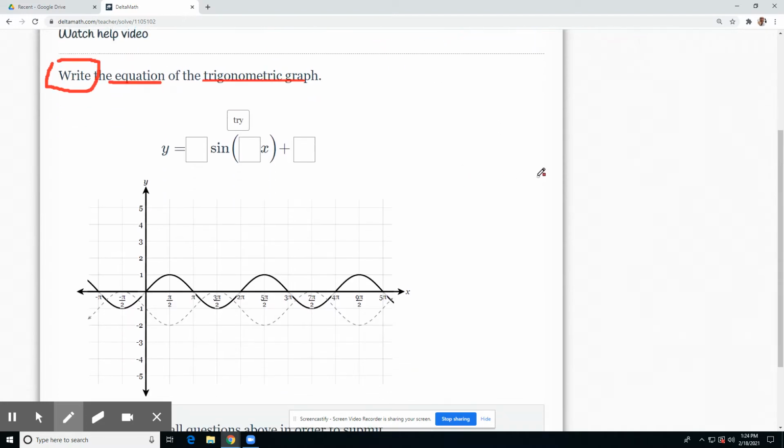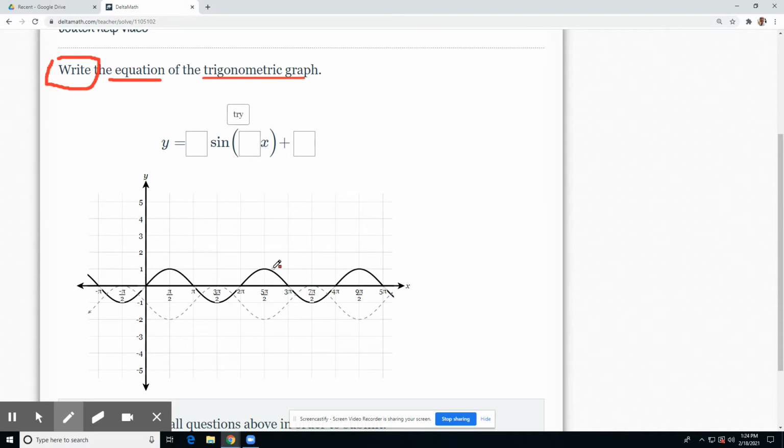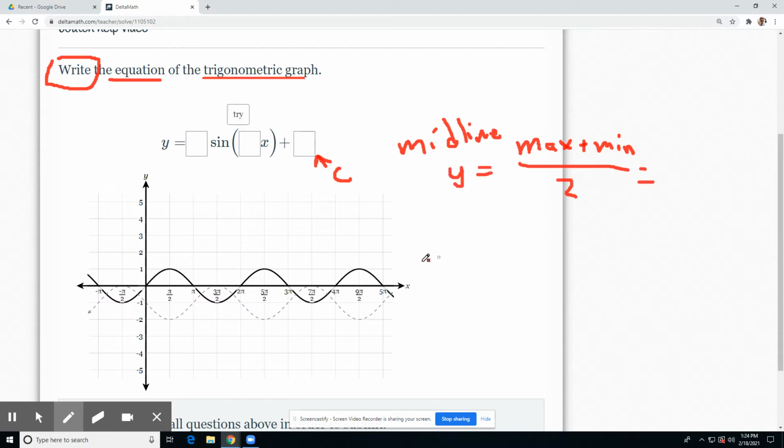All right, so as we look at this, here's our original in black. This is a sine function, and then we're asked to match it right here. So already we see that it's lowered. Lowered means the midline is going to be affected. How do we find the midline? Well, midline is the max plus the min divided by 2, and this is y equals for the midline.